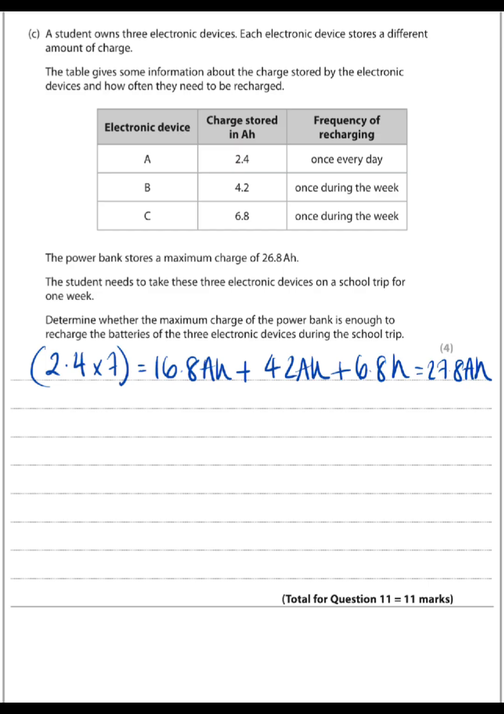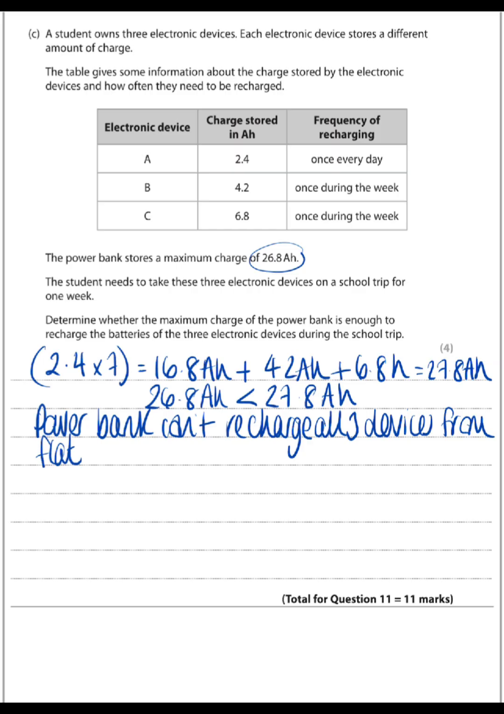If we then compare that to the maximum charge that the power bank can store, then we can see that 26.8 amp hours is less than the 27.8 that is required. So now we need a conclusion from that. Actually what we're saying is the power bank can't recharge all 3 if they were flat.